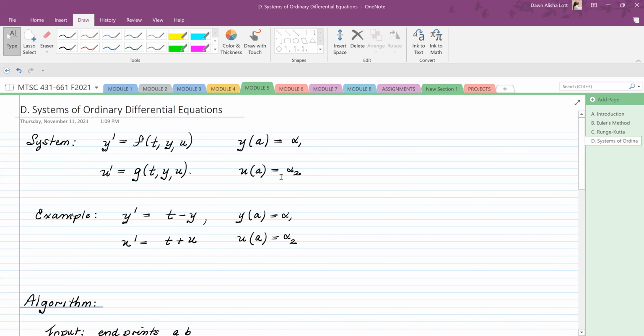Okay. I want to say a little bit about multi-step methods, and then we are going to move on to the linear algebra portion, okay?